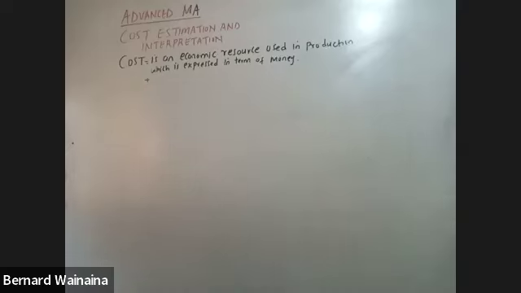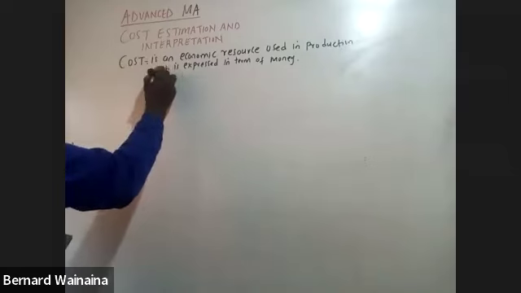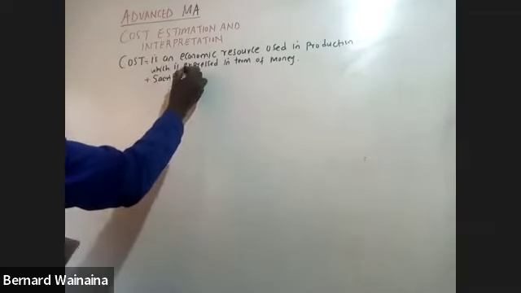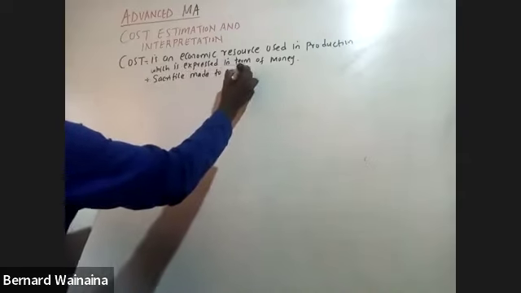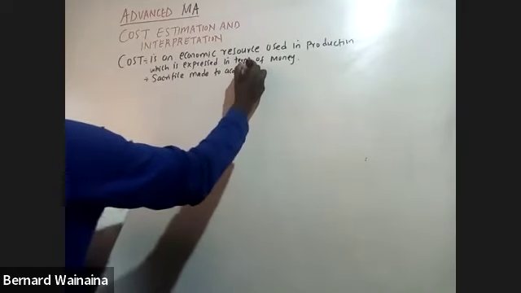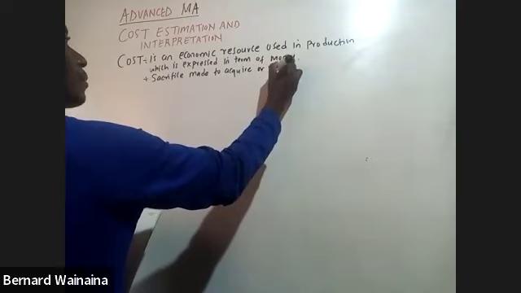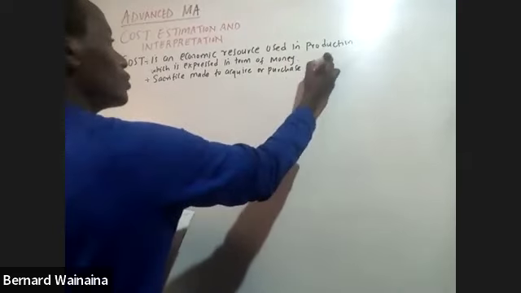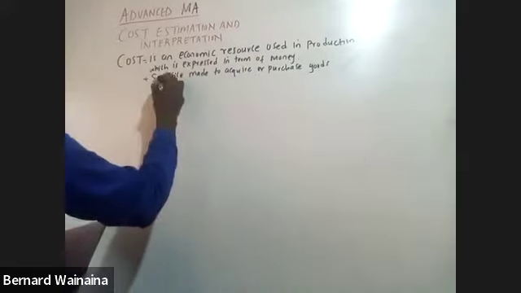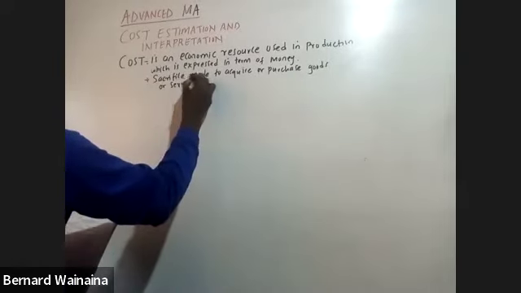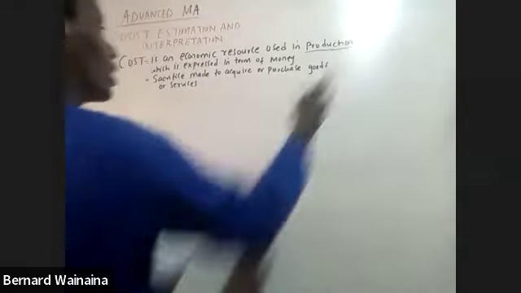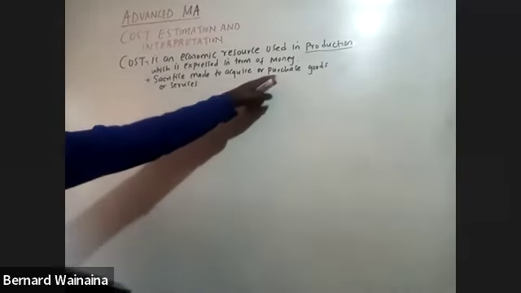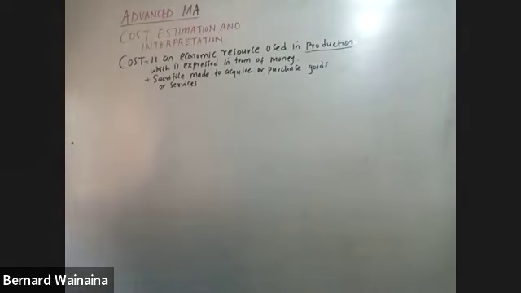There's another definition of cost that is very popular, and that one is sacrifice made to acquire goods and services. So it's not necessarily that we argue in terms of production, but we can also argue in terms of when we purchase a good or a service.